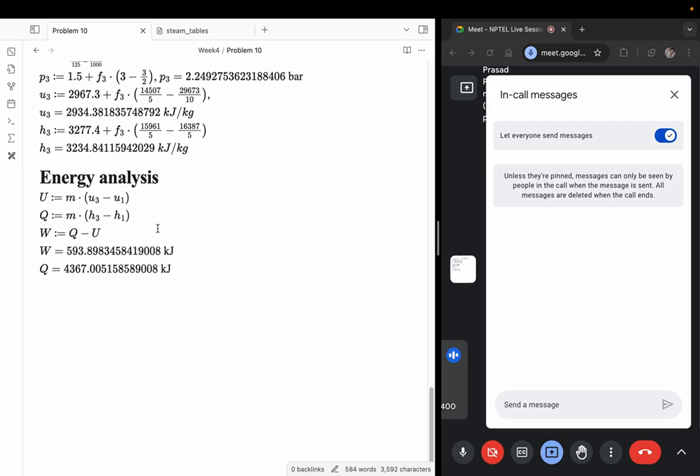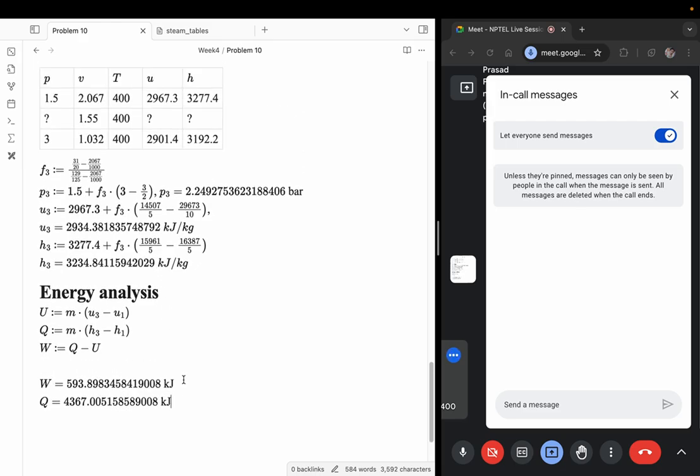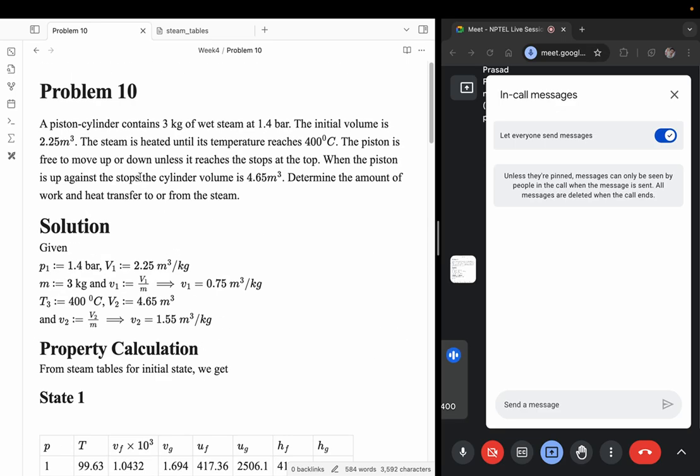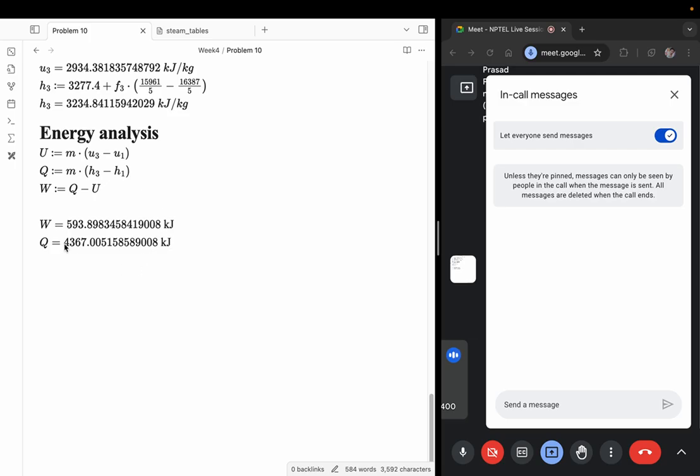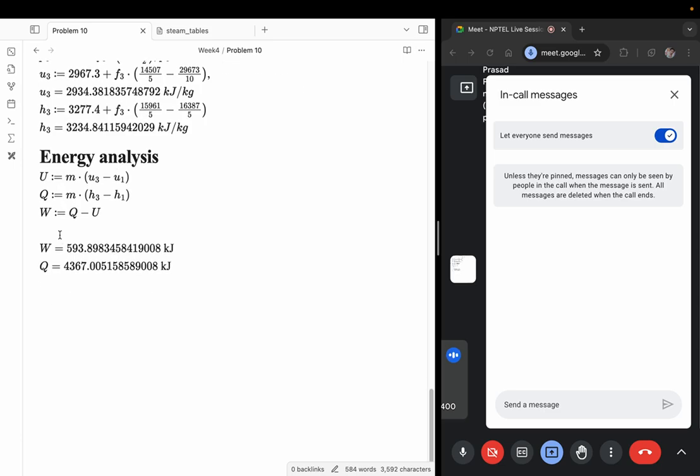It turns out that the W is positive, which means it is work done by the steam, and Q is also positive, so heat is being added to the system. As you are continuously heating up, heat is added to the system, so this turns out to be a positive value, which is correct. And the work done is also by the system, because initially during a constant pressure process, the piston is moving upwards. So work is being done by the system on the atmosphere till it reaches the stops, and once it reaches the stop, the volume becomes constant, and from there you do not have any work done.